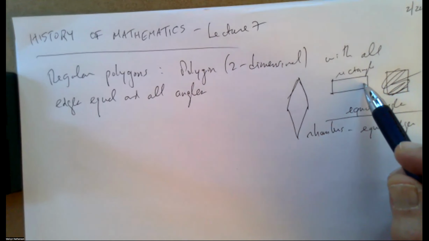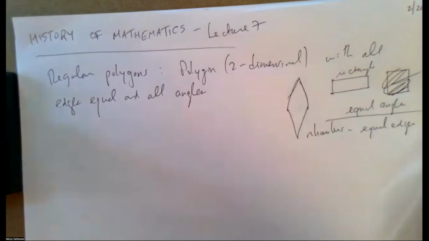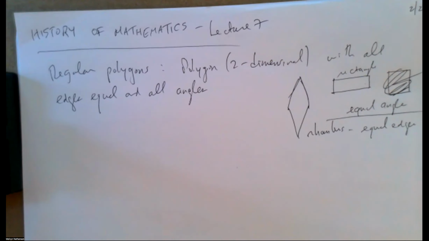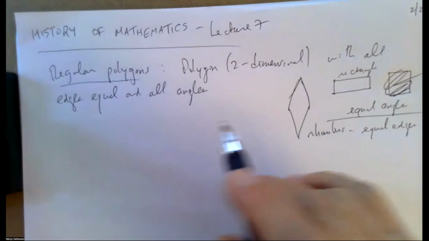A rhombus has equal sides or equal edges, and it's also not a regular polygon. This has equal angles, but the sides don't have the same length. This has equal sides, but the angles aren't all the same. The only figure where one of the two conditions is sufficient is a triangle. If you have an equilateral triangle, it's equiangular. And if you have an equiangular triangle, it's equilateral. But this is a regular polygon in two dimensions.